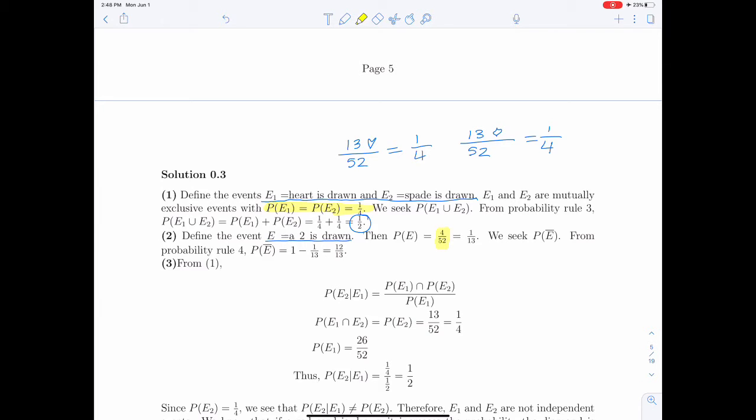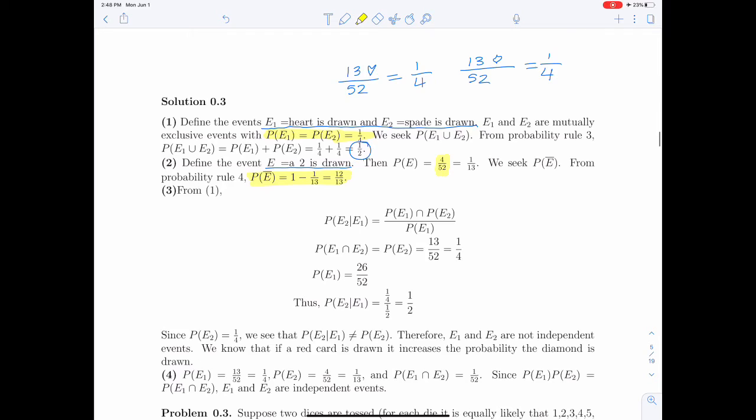But that's the probability that we do draw a 2. We want to know the complement of that. So all we have to do is subtract 1/13 from 1 to see that we get 12/13 as our probability of drawing a not a 2.